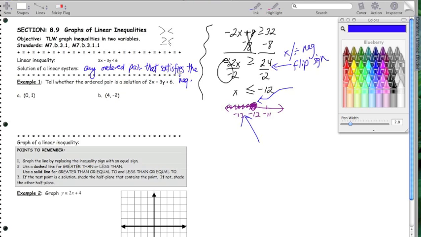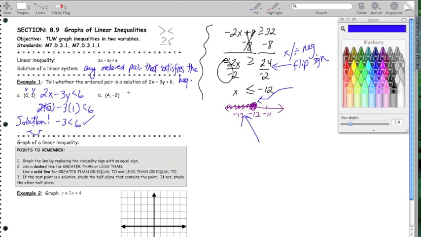Okay, let's try example 1. Tell whether the ordered pair is a solution to this inequality, and they're giving me an ordered pair. So what I'm going to do is write it out. 2x minus 3y is less than 6, and I'm going to put my x and my y into the inequality. So 2 times 0, because 0 is my x, minus 3 times 1, because 1 is my y, less than 6. 2 times 0 is 0. I get negative 3 less than 6. Is that true? Yes, it is. So that means that this ordered pair is a solution.